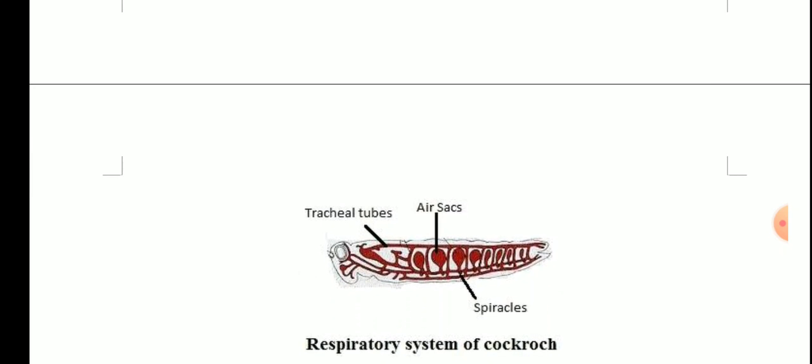Now, you can see the respiratory system of the cockroach, the spiracles that are shown at the side of the bodies, and then there are air sacs. From the spiracles the air reaches the air sacs, and then it goes on to the tracheal tubes. You can see the tracheal tubes, they are all around the body, and the tracheal tubes help that air to reach the different types of cells.